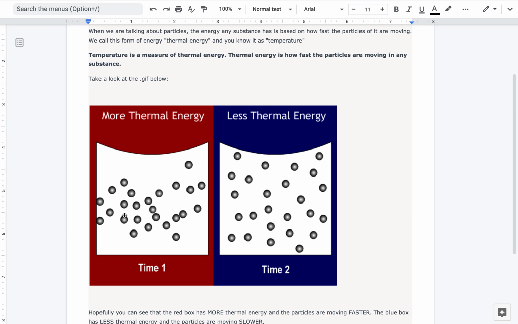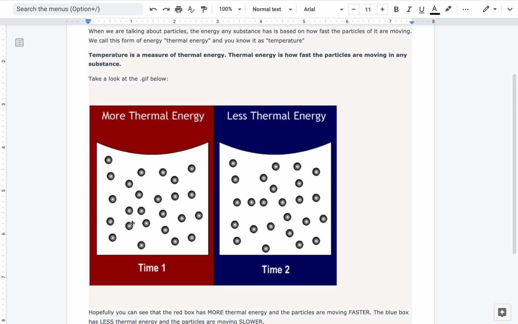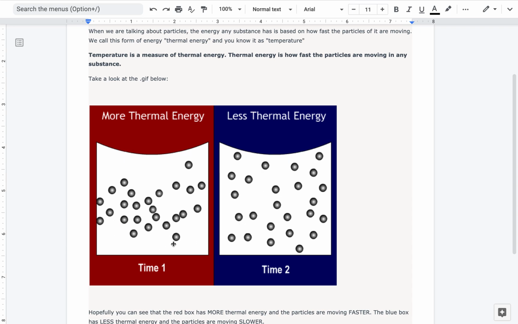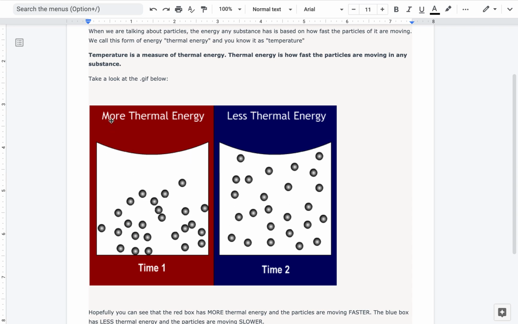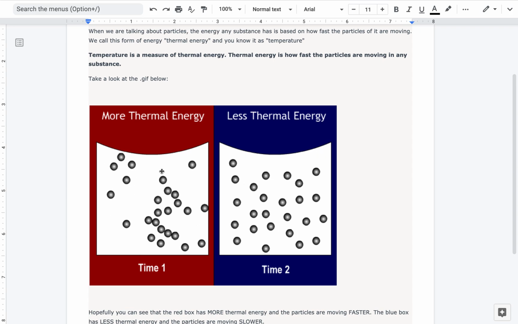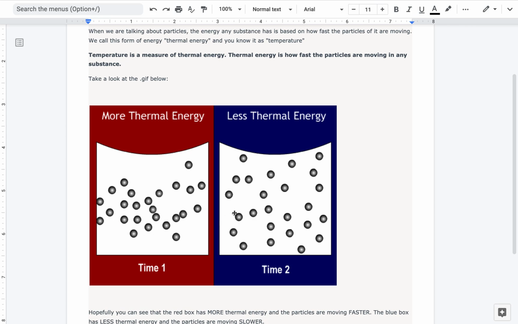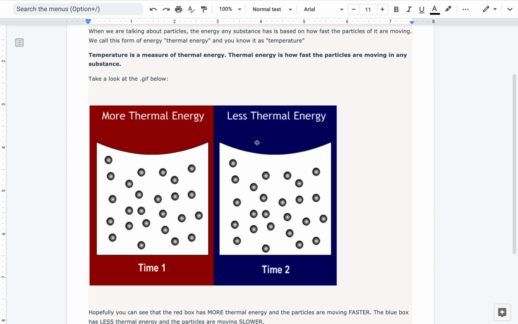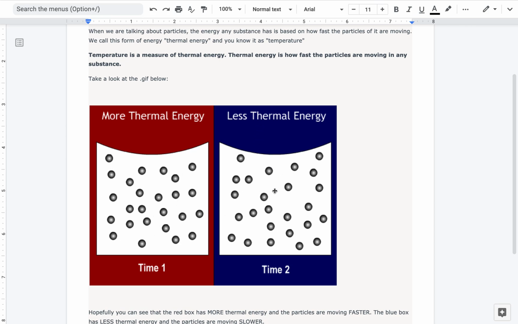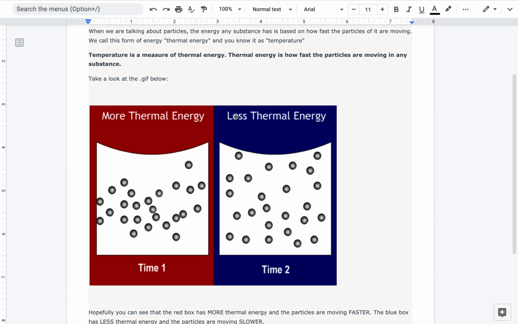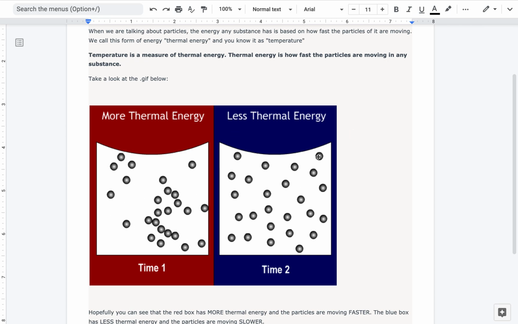If we take a look at this GIF right here, on the left in the red box, the particles are moving really, really fast, and so it has more thermal energy. If we were to take the temperature of this substance, the temperature would be higher. Over on the right, in the blue box, we see that the particles are moving slower. Therefore, it has less thermal energy, and if we measured, the temperature would be lower.